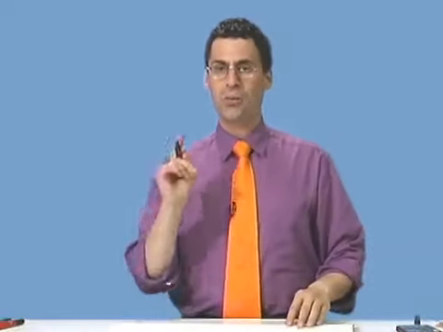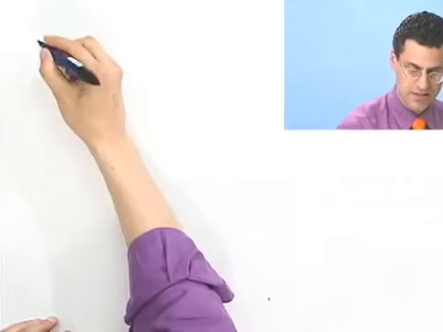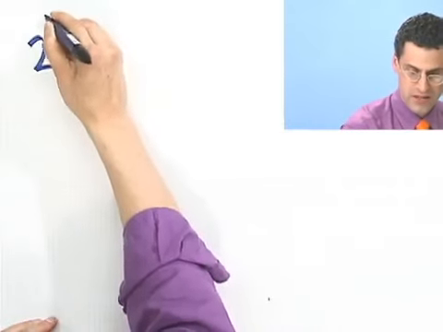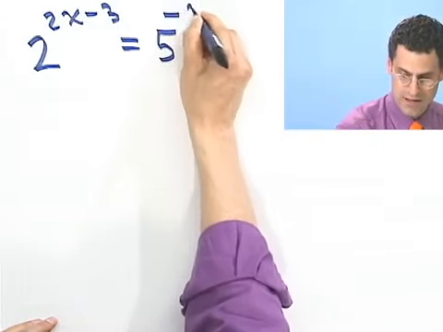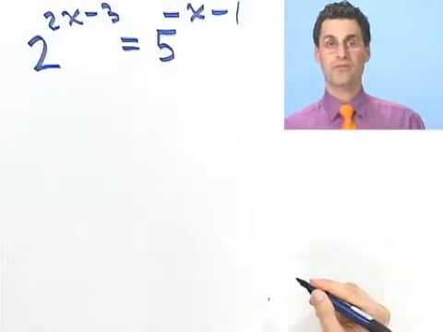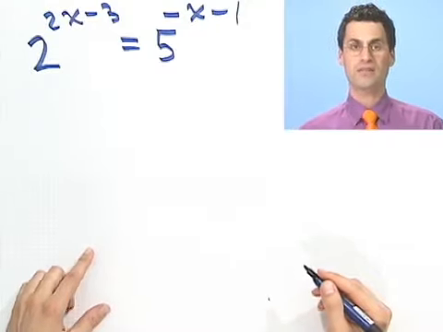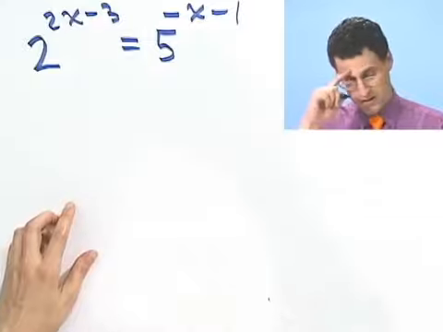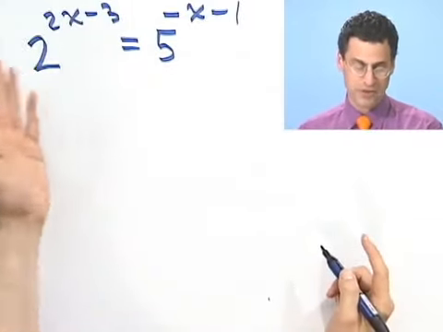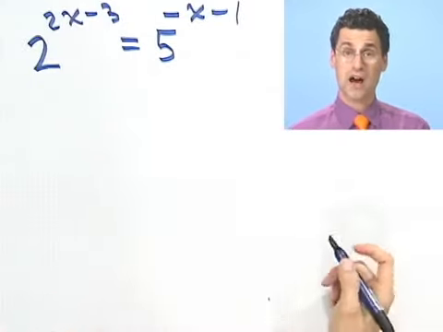All right, let's try one last one here. Suppose I want to solve 2 to the 2x minus 3 equals 5 to the minus x minus 1. I want to find the value of x which makes this thing hold. So what do I do? Well, I see that there's no easy way of making a 5 a 2 or a 2 a 5, so I'll just take logs of both sides.